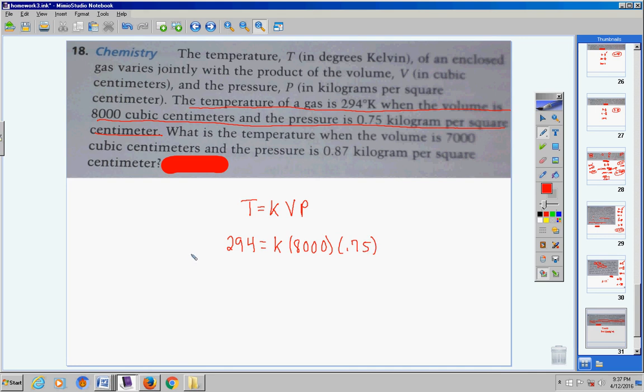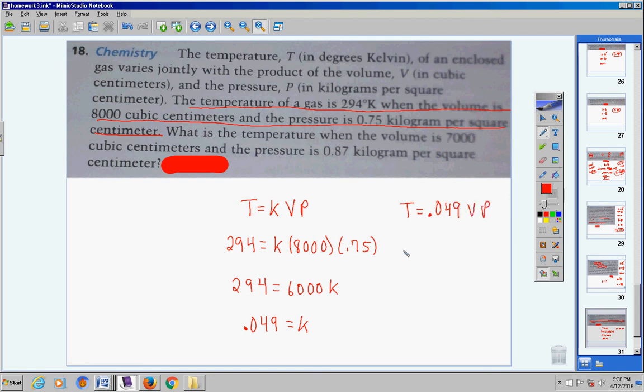First of all, take 8,000 and multiply that by 0.75, and we'll get 6,000. So 294 equals 6,000 K. Now we're going to divide both sides by 6,000. If you type that into your calculator, you're going to get 0.049 exactly. So that's what K equals. I'm going to pick that up and put it in for K right here. So now I have my model, T equals 0.049 VP.